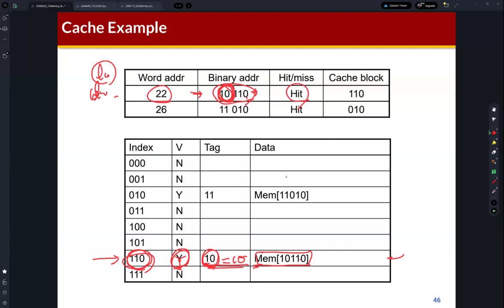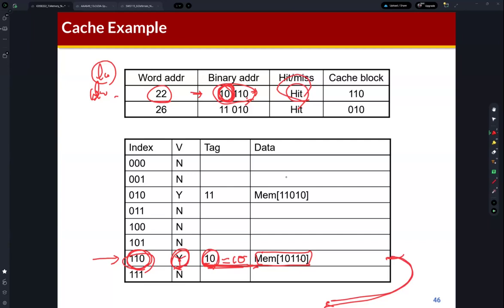So we can read this data quickly. Okay, so this load instruction does not need to access the low level cache or main memory because the requested data is found in the cache. That is a cache hit. So we can quickly access this data from this cache.